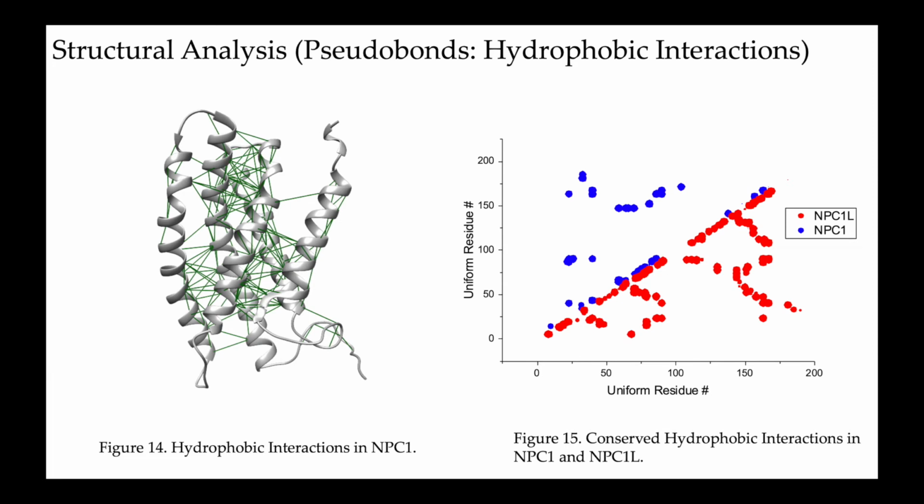But then looking at Figure 15, we see that NPC1-like seems to have even more than NPC1, which is really interesting to point out. Hydrophobic interactions are important for the folding of proteins and are important, once again, for the protein to exist in the phospholipid bilayer in the membrane.